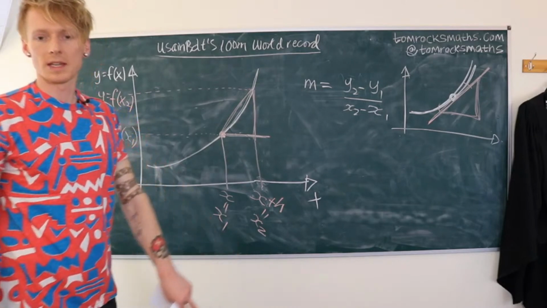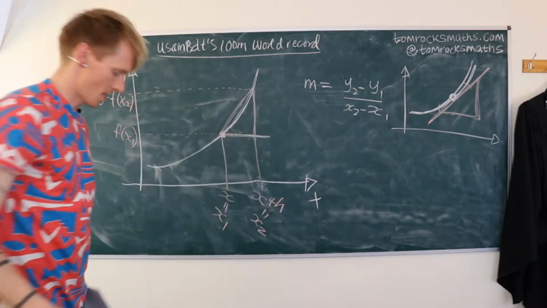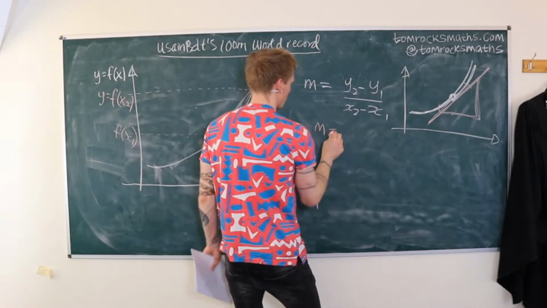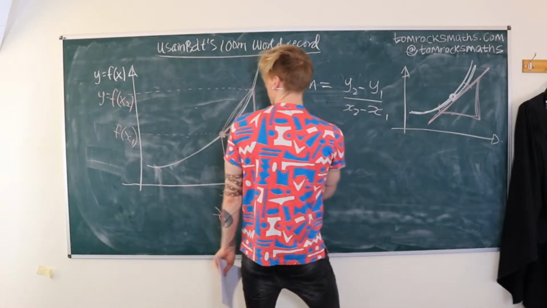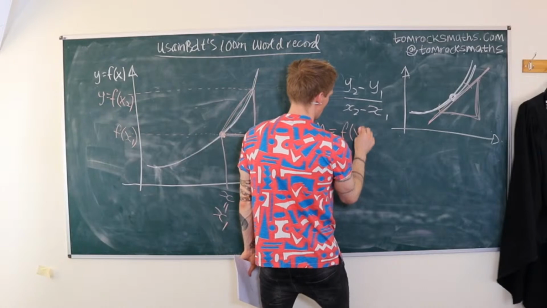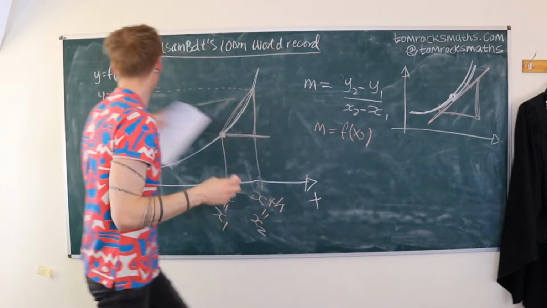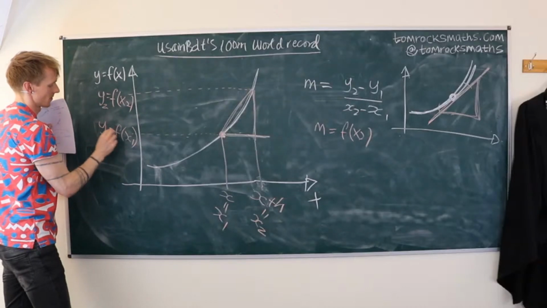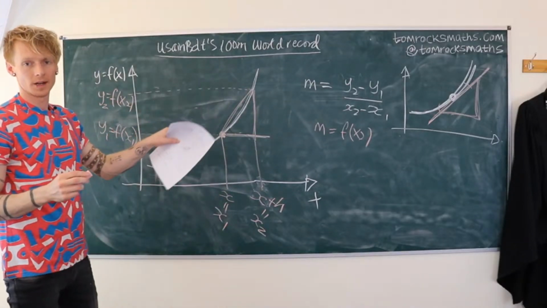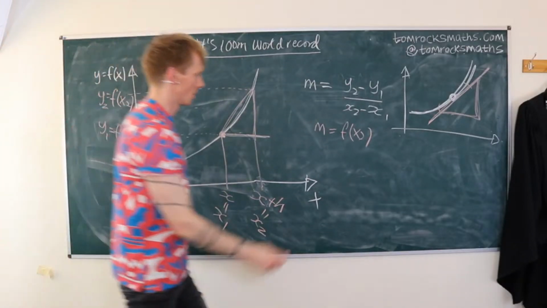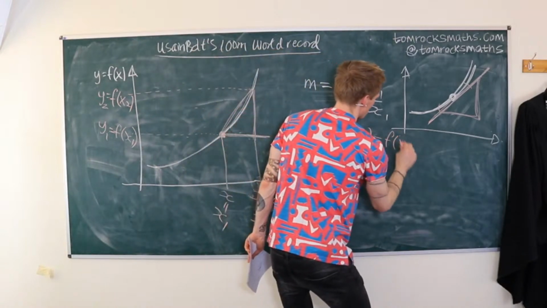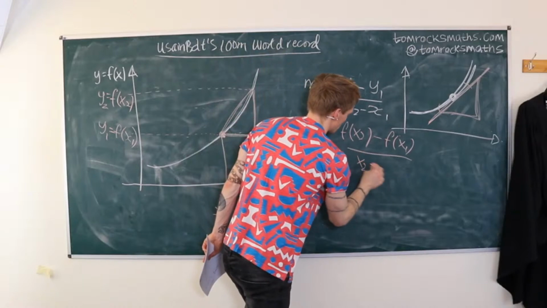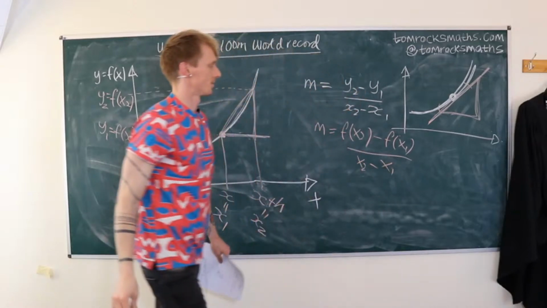So now if we plug these into our formula, we get that our estimate for the gradient here is going to be f of x2. Remember, this is y2 and this is y1, again, for our formula. So we've got f of x2 minus f of x1 divided by x2 minus x1.